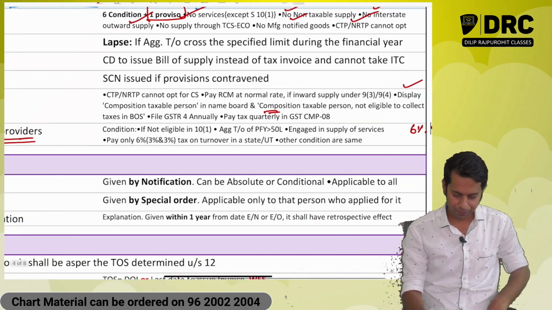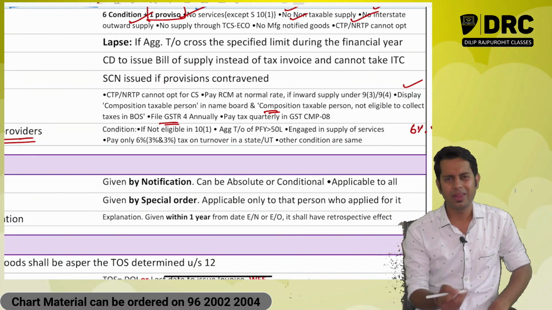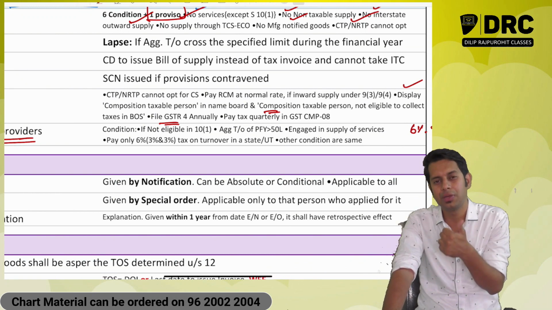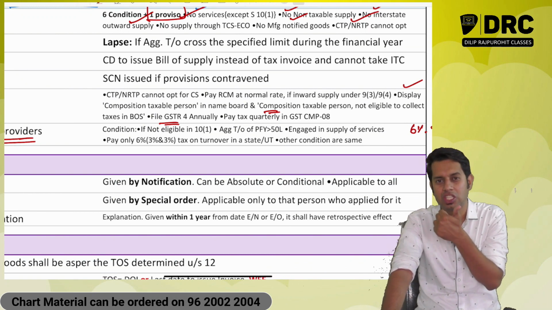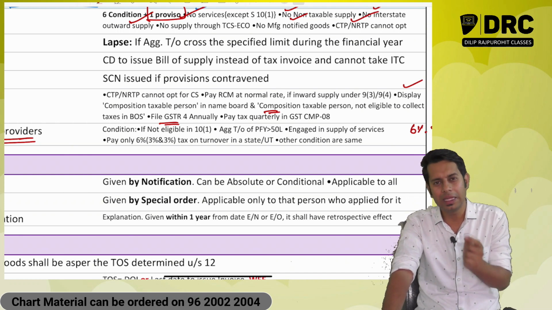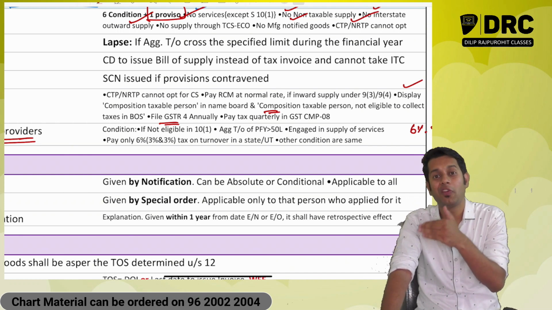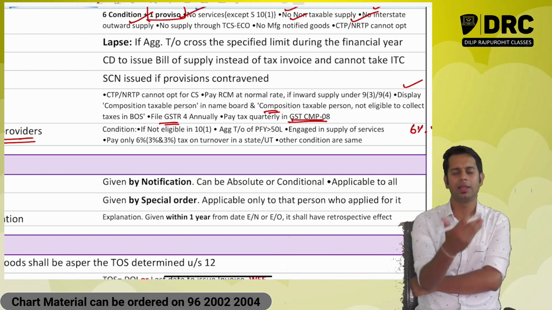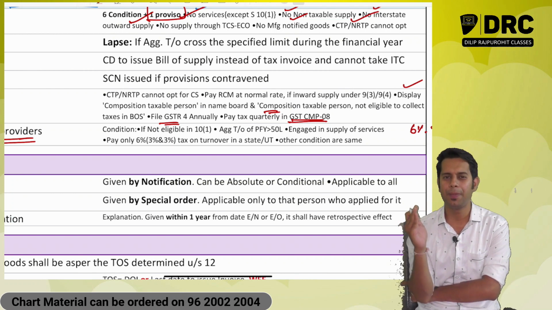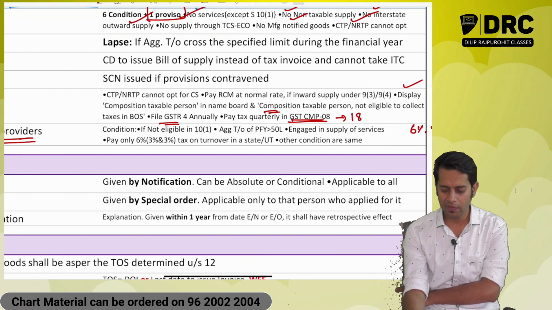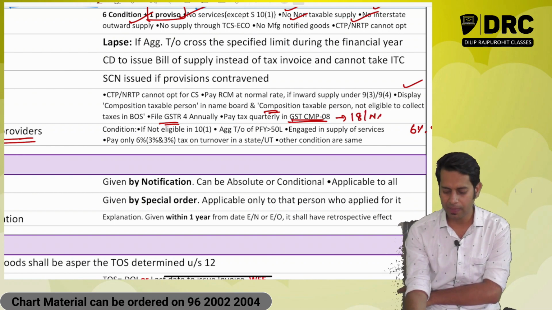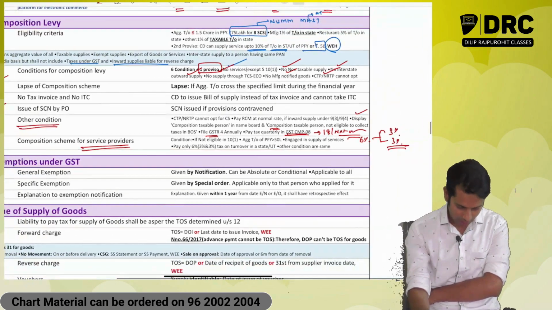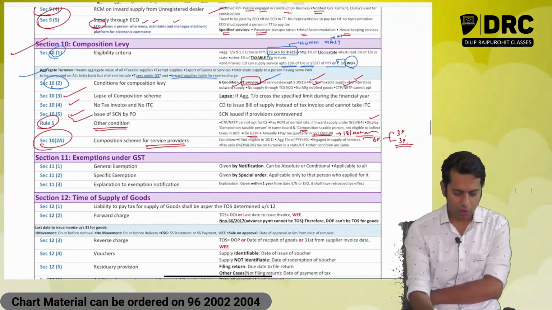And other points with regard to composition scheme: he is required to file return yearly once, and the return which he has to file is GSTR 4. The due date of filing this return is 30th April of next financial year, and he has to make the payment of taxes on quarterly basis by using the form called GST CMP 08. The due date of payment of taxes is 18th of next month following the quarter. So this is all about your composition scheme.